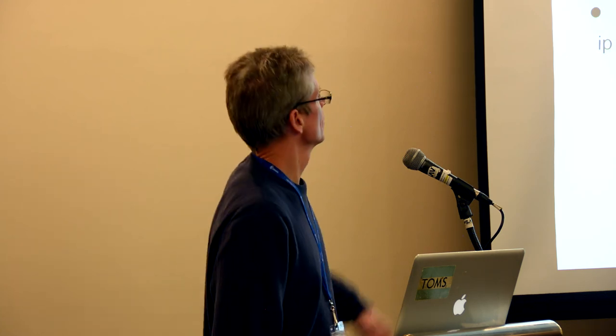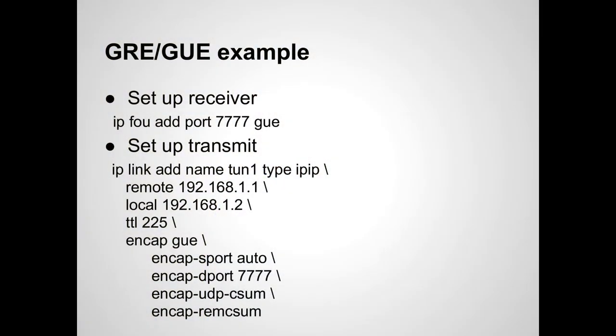Very similar to foo-over-UDP, GUE is configured the same way. In the first line there, we're going to add a port, 7777, for generic UDP encapsulation. The only difference here is we don't have to specify the protocol because the protocol will actually come within the packet. So this has a nice advantage: it's one port for all the protocols.